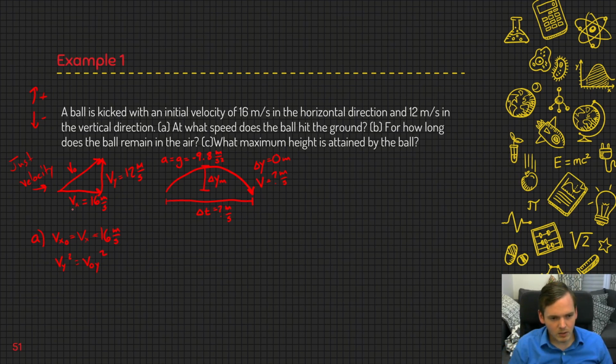We have an error here, I just realized. Let me fix that. These should be initial velocities, so let's fix them: V naught x and V naught in the y direction. So coming down here, we have our vy squared equals v naught squared plus 2a delta y. And we know that the delta y is 0.